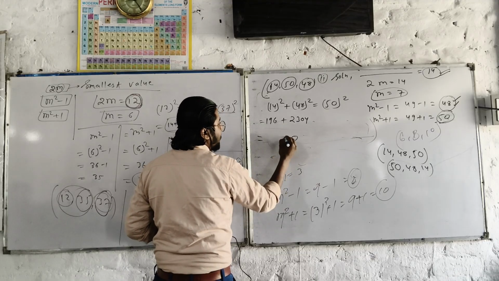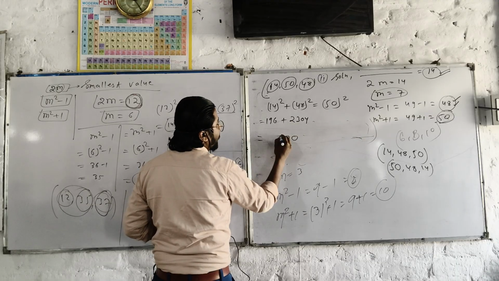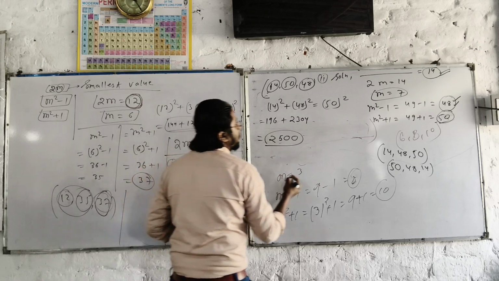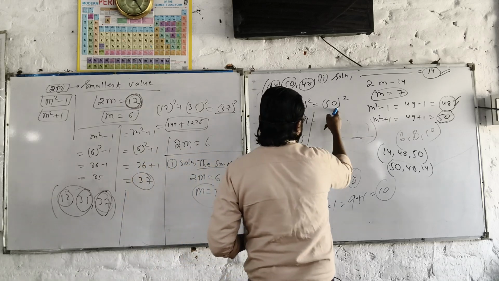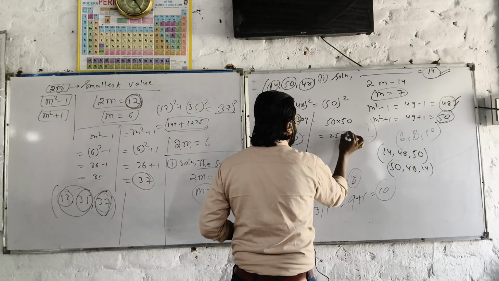Carry 9 plus 1, 0. Carry 3, 1. 5, and it will be 2. The 2500. Let's do it. So you will get the 2500.